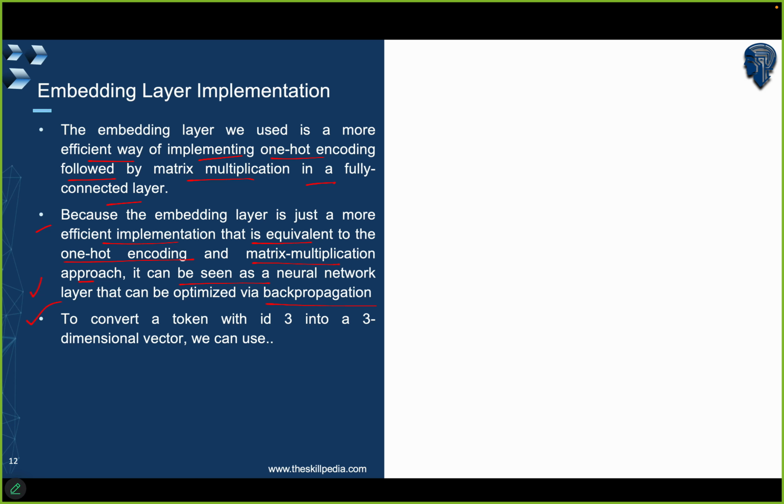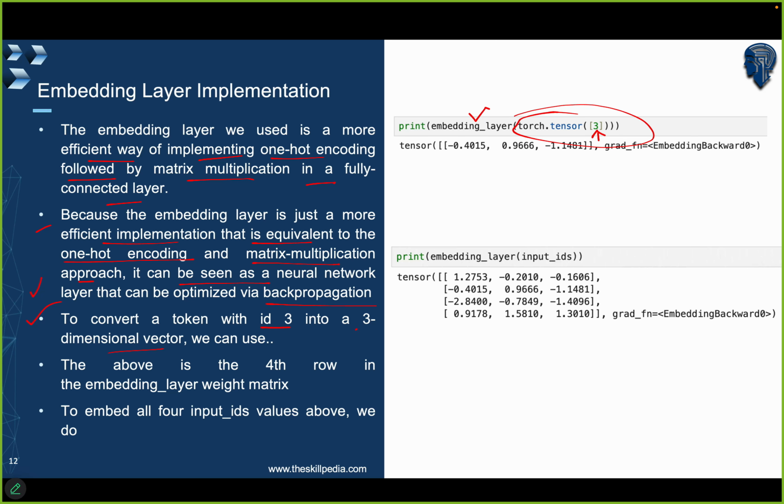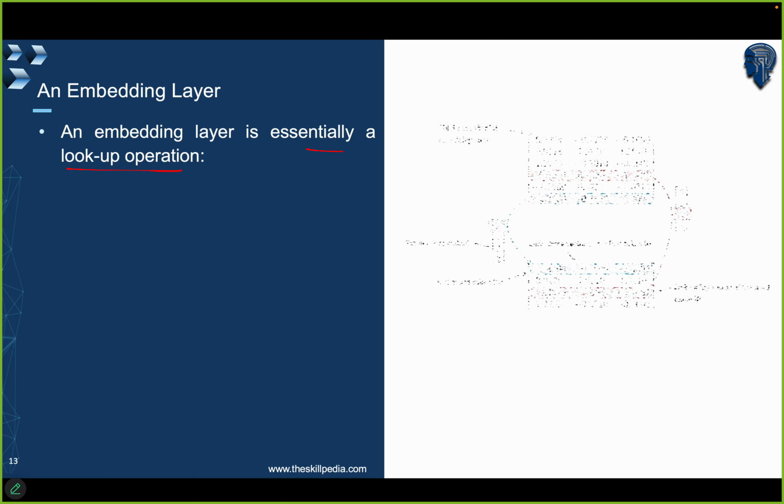To convert a token with token ID 3 into a 3-dimensional vector, we can use this embedding layer with torch tensor 3. So this token is converted into this vector representation. This is the 4th row in the embedding layer matrix. This one, the 4th row, is what the example is converted to. We can also get the embeddings of all 4 ID values above by doing this.